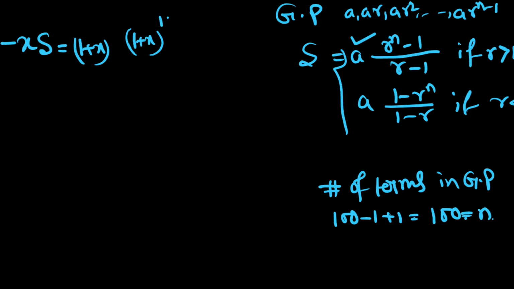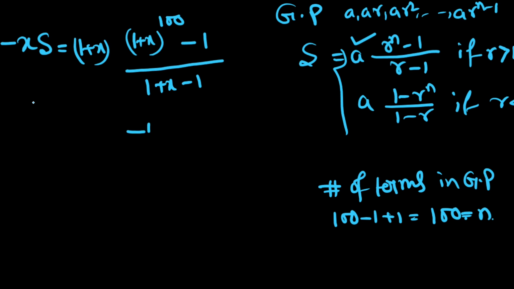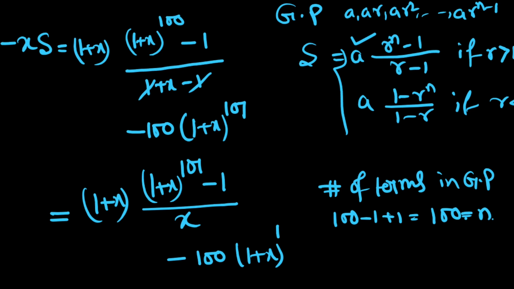So here it is (100 minus 1) over (1 plus x minus 1), and the last term is minus 100 (1 plus x)^101. Now we simplify this expression. It is (1 plus x) over ((1 plus x)^100 minus 1), where minus 1 and plus 1 cancel. Now the rest is x, and minus 100 (1 plus x)^101.